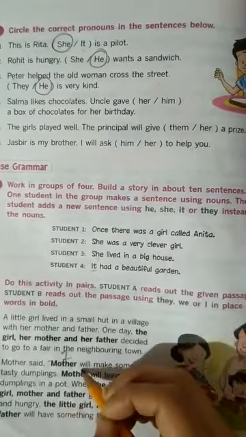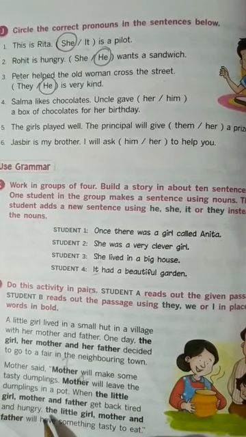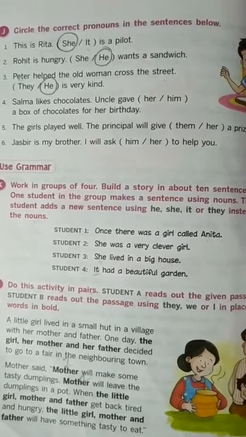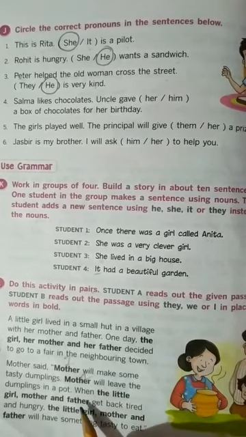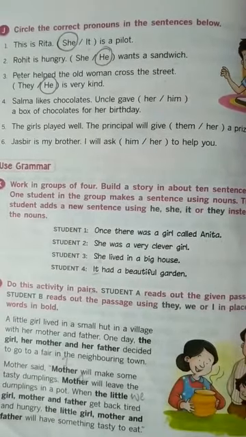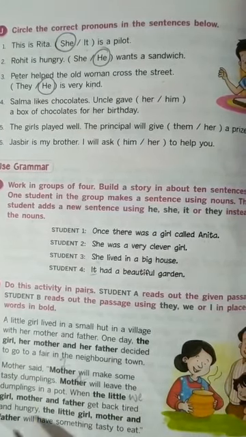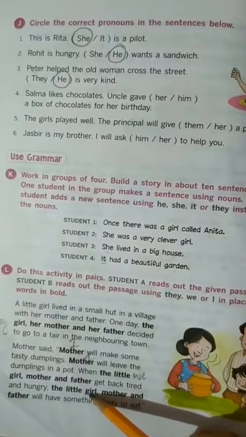When the little girl, mother and father get back tired and hungry, the little girl, mother and father will have something tasty to eat. So, instead of that, which pronoun can we use? We. When we get back tired and hungry. Just remember that this is something that the mother says. Okay. Then, do the last one on your own.